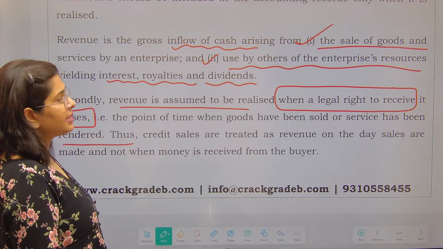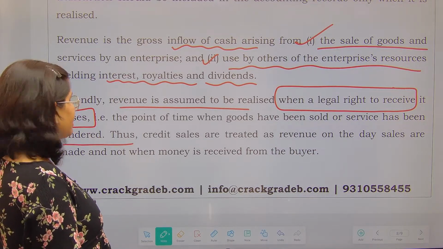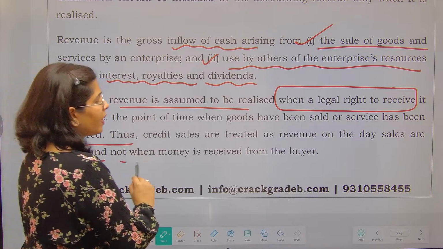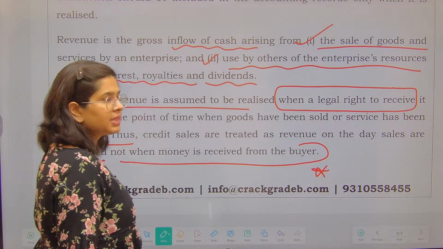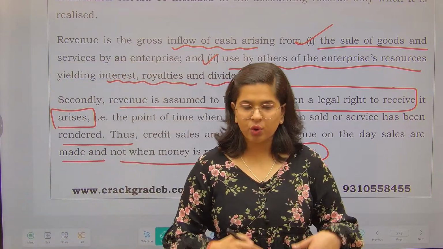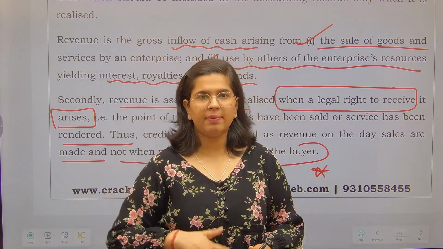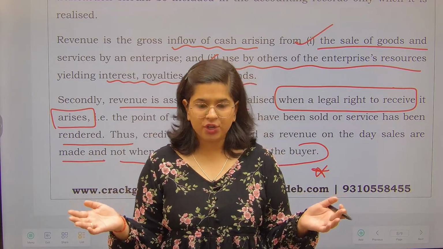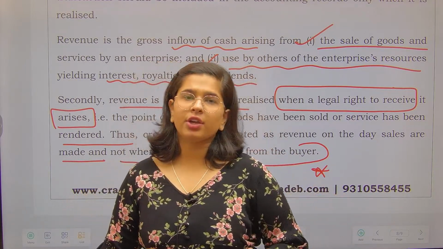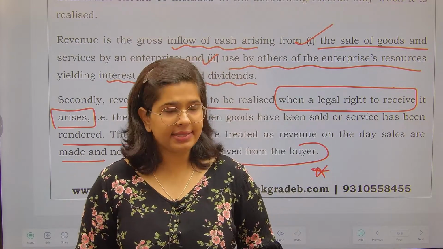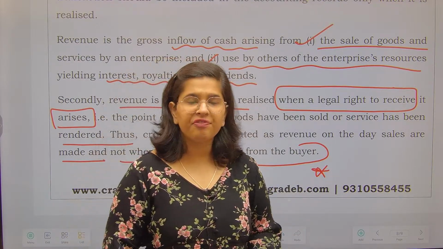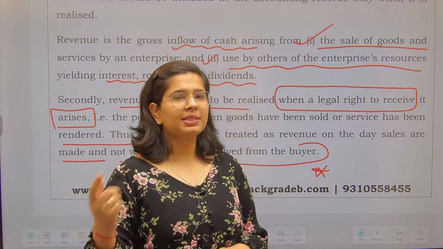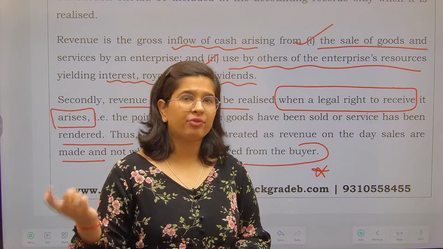Thus the credit sales are treated as revenue on the day sales are made and not when the money is received from the buyer. Now what happens in cash sales? I have sold the goods, the other person has paid me the payment and the transaction is settled. So the revenue recognition will happen on the same day itself. But in case of credit sale, suppose I have sold the goods of 50 lakh rupees and the person says that I will pay you the amount after 2 months.